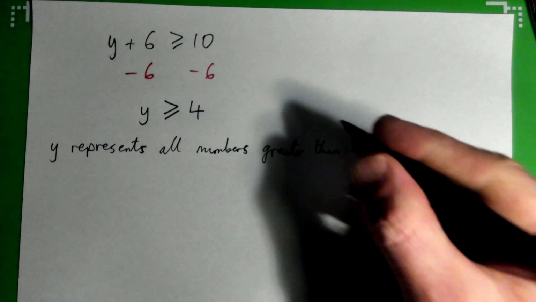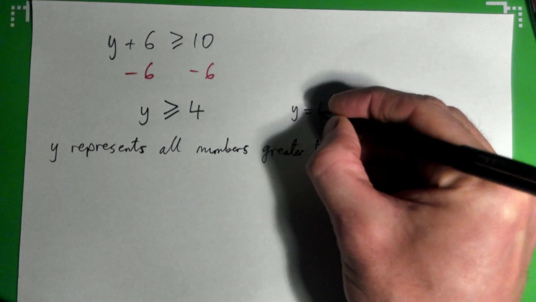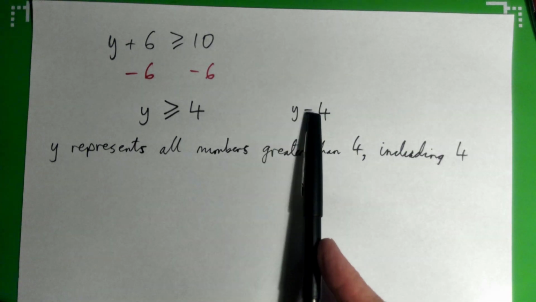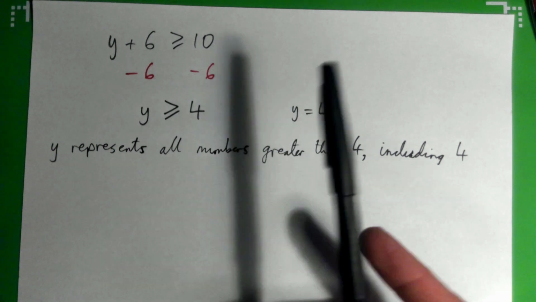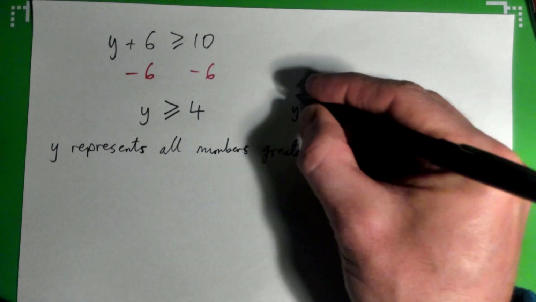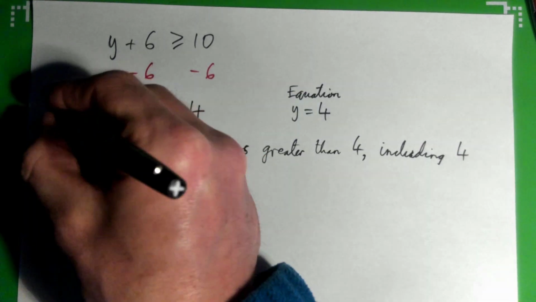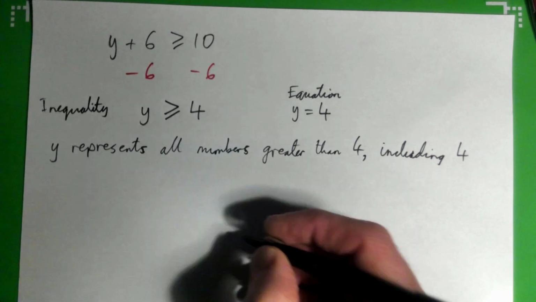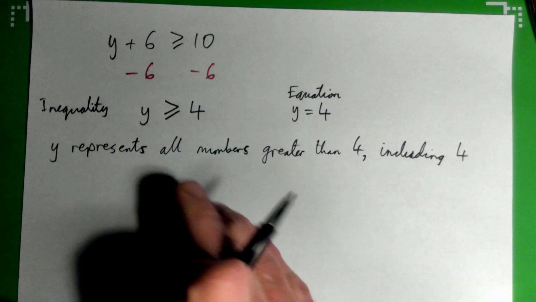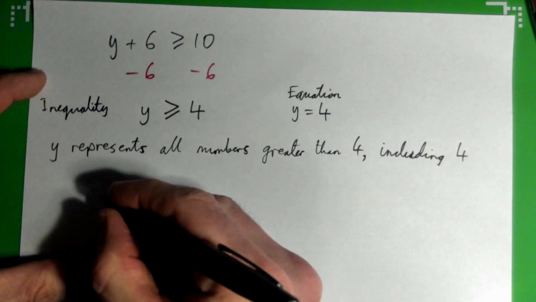Because y equals 4 was easy. That was just one number. That's an equality. This is an inequality. So this was an equation. We saw those, right? But this is an inequality. And an inequality is a lot more complicated than just a simple equation. It means a lot more.